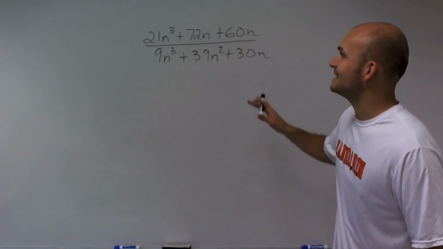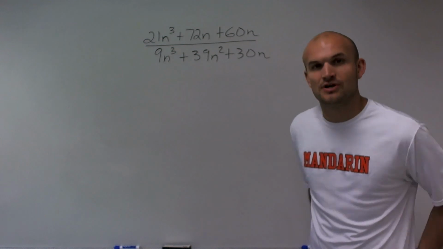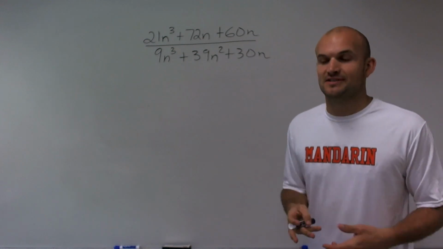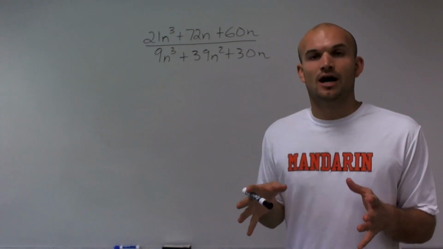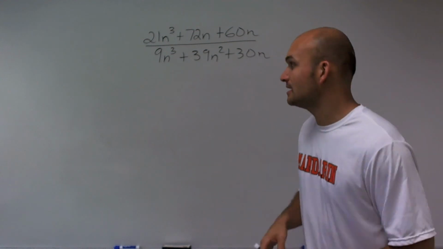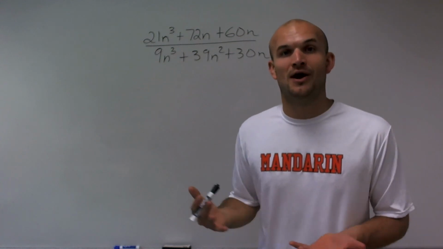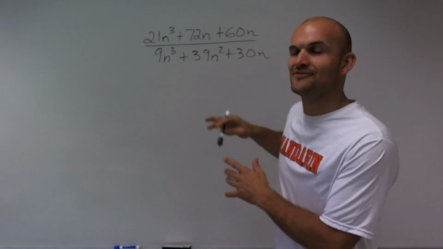Welcome. What I want to do today is show you how to simplify this rational expression. The main important thing when we're simplifying rational expressions is we need to make sure we understand which values we need to exclude from our simplified answer. An example of numbers that we can exclude are ones that are going to make this undefined.